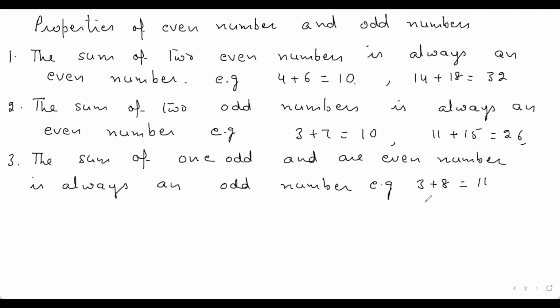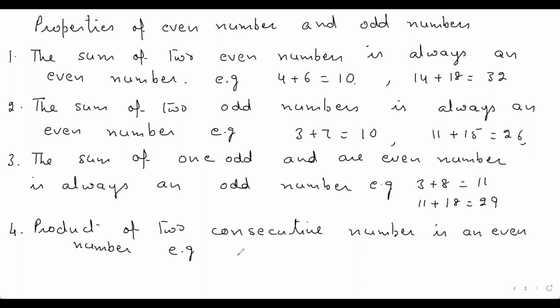Product of two consecutive numbers is an even number. For example, if we multiply 3 into 4, that is equal to 12. That is an even number. If we multiply two consecutive numbers, 11 into 12, that is equal to 132, which is again an even number. If we multiply two consecutive numbers, their product is an even number.